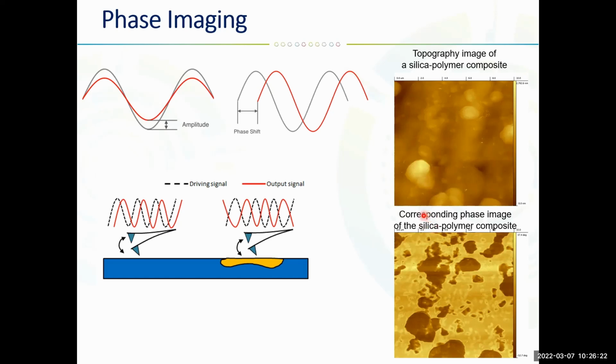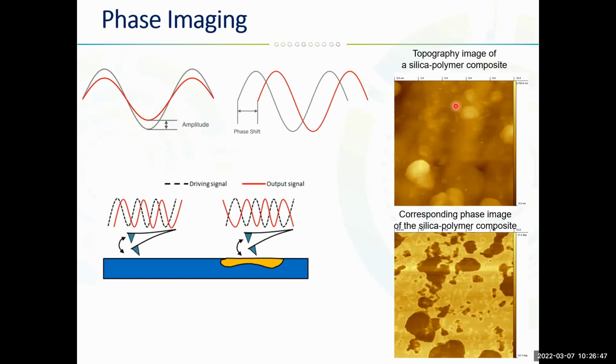The phase shift will also depend on the contact area between the tip and the sample. For example, if the sample is perfectly flat and uniform, you will not see much change in the phase. But the phase will be slightly different along the edges of the features because of the slope, for example.